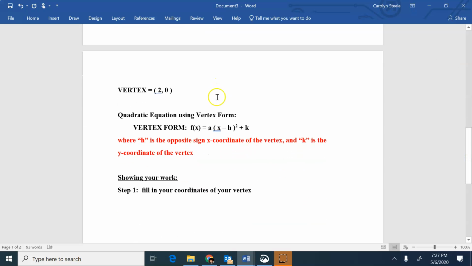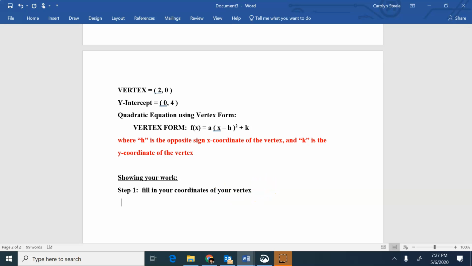Okay, so right here, besides my vertex, I'm going to say the y-intercept. So I can keep in front of you that these are 2 pieces of information that we need. And we are going to fill that information into our formula. Okay. All right, so step 1 is fill in the coordinates of your vertex.